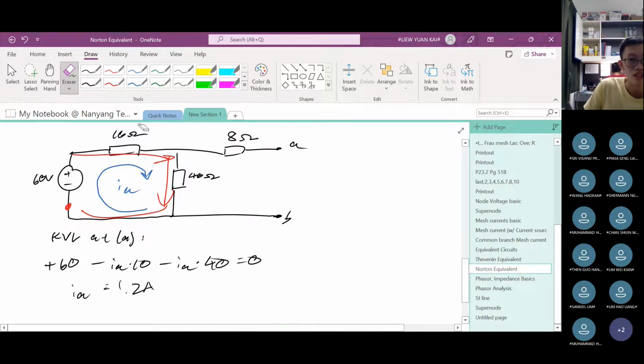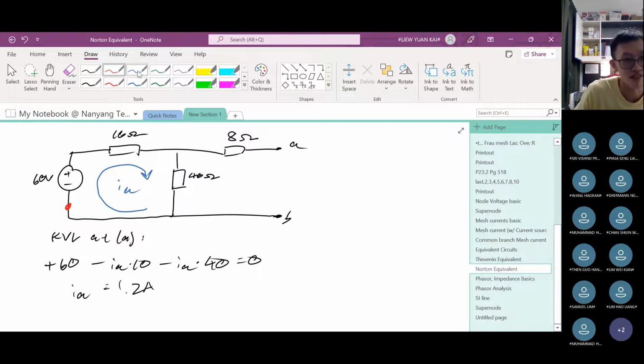Okay? So the second step, can anyone tell me what's the second step? We haven't found the open circuit voltage, right? So don't be in a rush first. Now, the open circuit voltage is the voltage difference between A and B, correct? So we want the potential difference across here and here. Now, how do we do that? Using this IA.